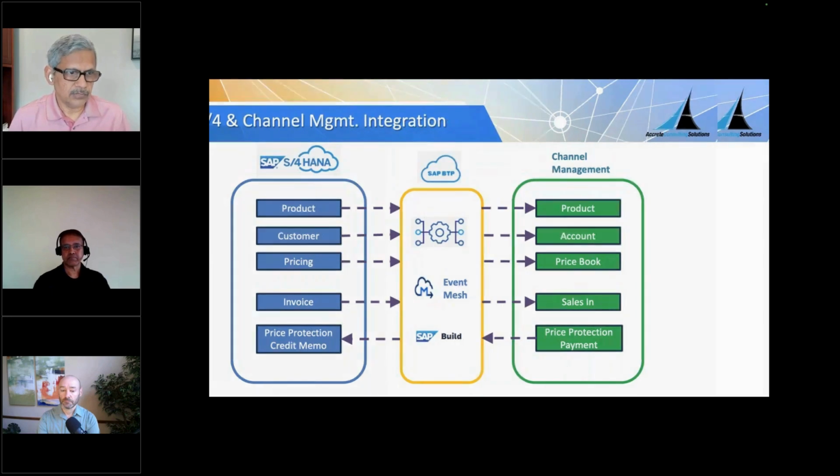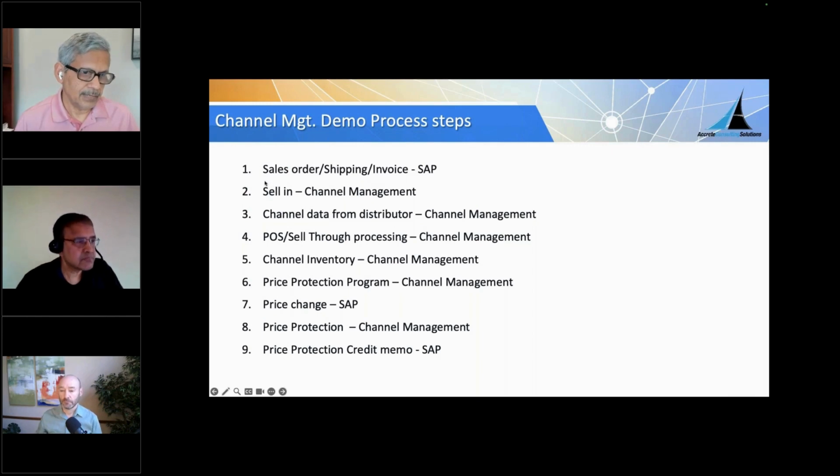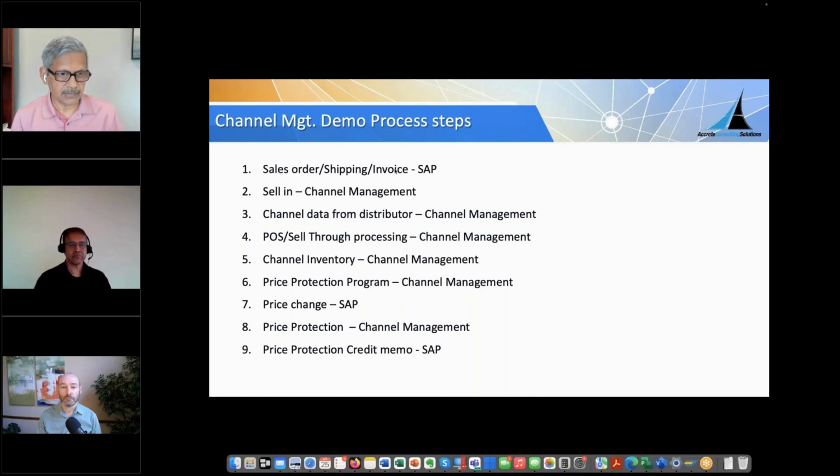So these are the processes we're going to show. I already showed you the process flow, but in the interest of time, we will not show you the sales order and the shipping. The whole idea is that the sales order has been created in the system already, and the product has been shipped to the distributor. I will show the invoicing part of it, which will then trigger a sell-in record. From there, Suresh will show you how the sell-in record looks and how you process the channel data which comes from distributors, POS, and inventory, the complete end-to-end process.